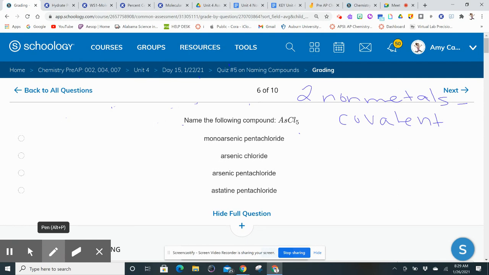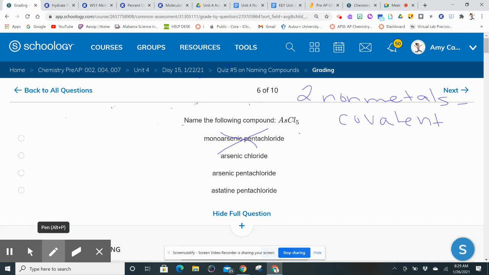If I only have one of the first element, my rules say don't put a prefix on the first element, put it on the second element. So this one would be incorrect because I don't put mono on the first element ever. We don't start names with mono.